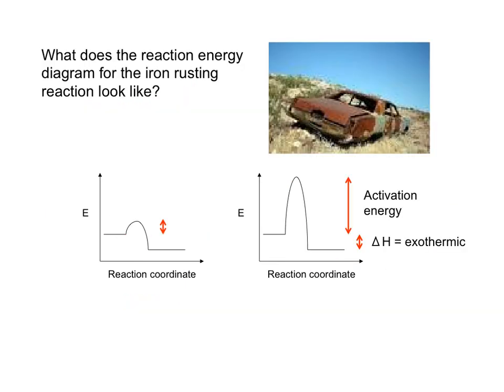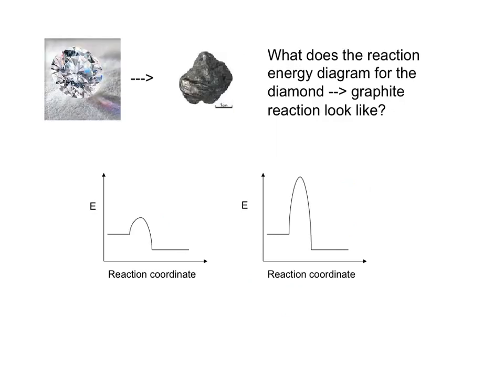You've seen the iron rusting reaction before. Stop the video and answer this question. And the answer is: the iron rusting reaction is slow, so that reaction has a large activation energy or speed bump. What about the diamond to graphite reaction? Stop the video and answer this question. And the answer is: diamond is converted to graphite very, very slowly, actually in geologic time, so that reaction has a very large activation energy.